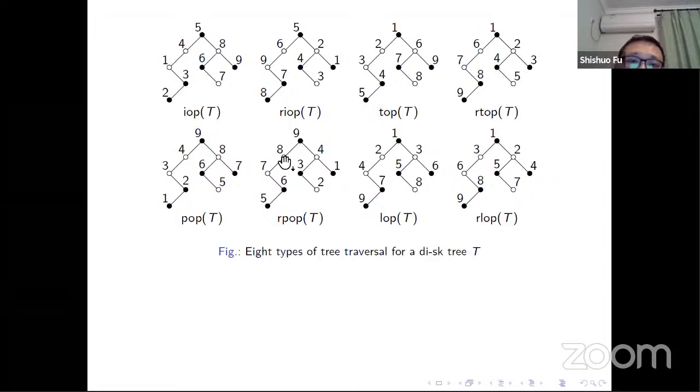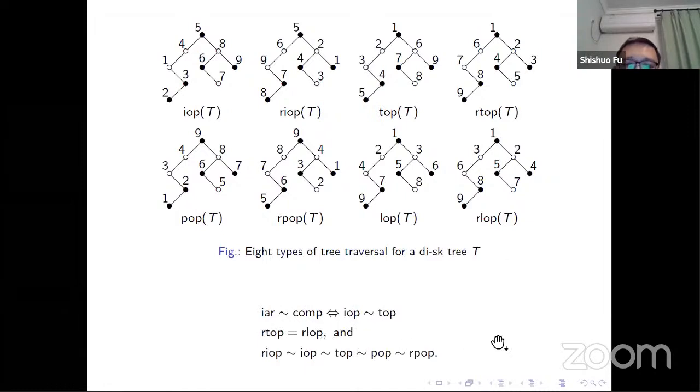So 8 different ways to traverse this tree. Then you have 8 different statistics. So somewhat surprisingly, it turns out we have further equidistributions among these 8 different things, at least some of them here. We have this very nice equidistributions.